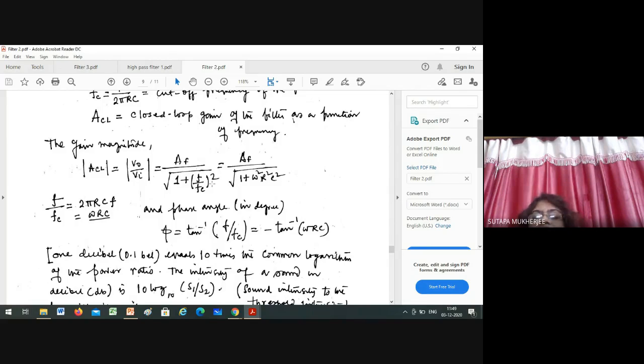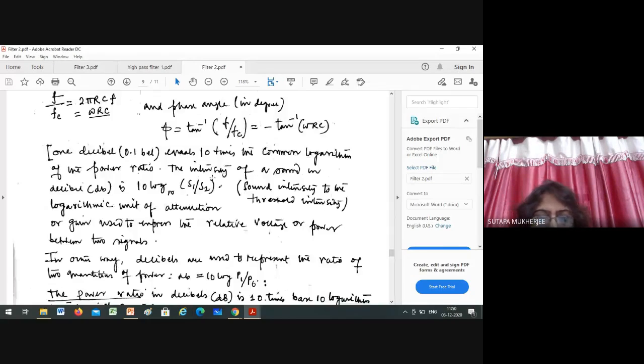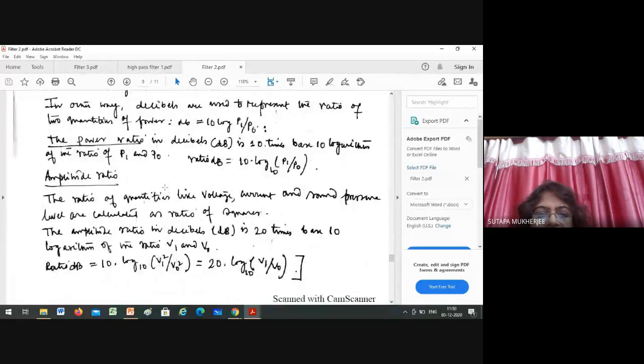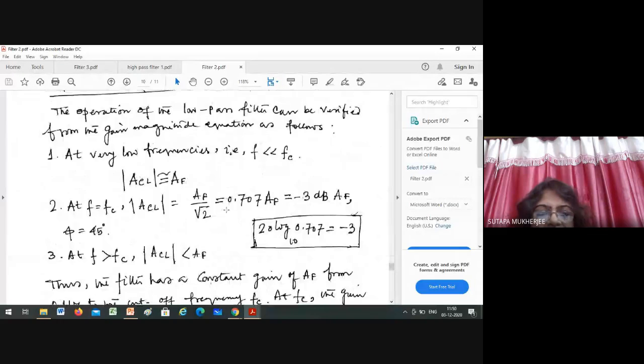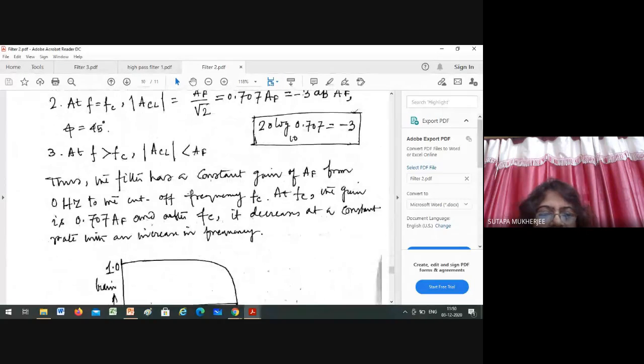That is what I wanted to tell you: how can I know that at low frequency the gain magnitude will be higher, and at higher frequency the gain magnitude will decrease, and ultimately tend to 0. So it is definitely a low pass filter. This is the mathematical proof. Here fc is very much less than AF. Thus the filter has a constant gain of AF from 0 Hz to cutoff frequency fc.